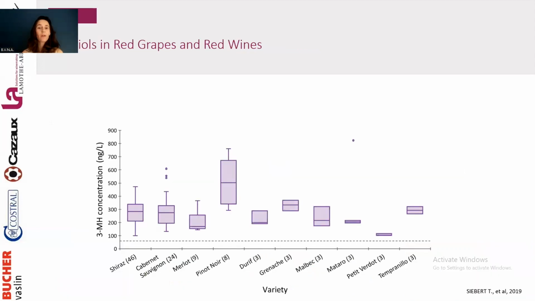So I told you a little bit about thiols in red grapes. It's a little bit newer topic, because we used to talk a lot about thiols in white wine, and now we talk a lot about thiols in rosé and in red wine. So this is a study done in Australia, where we're looking at different concentrations of thiolic compounds in red wine. And as you can see, all these varieties that you see here have a very high concentration of thiolic compounds.